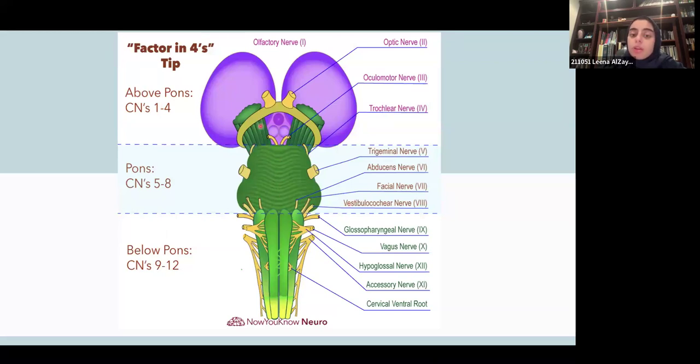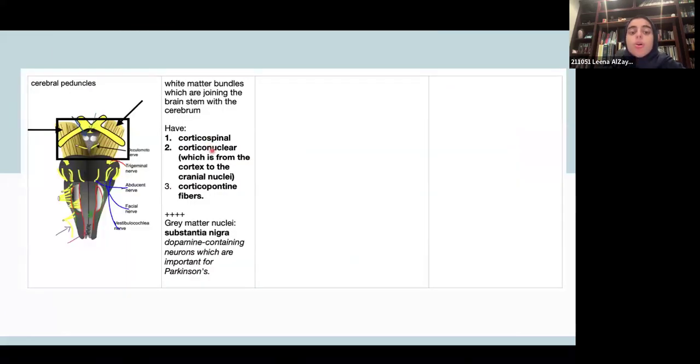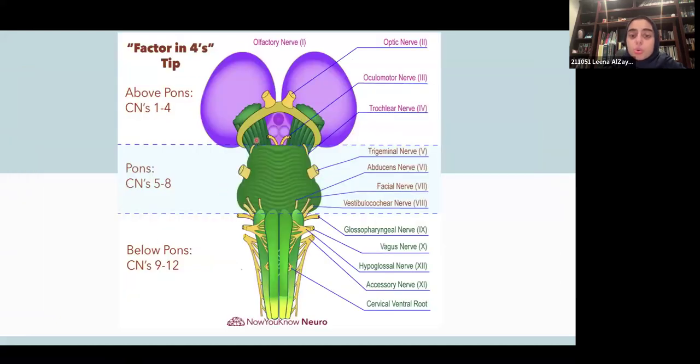Then we have the cerebral peduncles, which are formed from these tracts. I don't want to make them up because I forgot them. Corticospinal, corticonuclear, and corticopontine is what makes these two long green things. And then over here, we have the oculomotor nerve, which is coming medially from the interpeduncular fossa. And then 2 coming out from here, but it's not the oculomotor coming out from here.